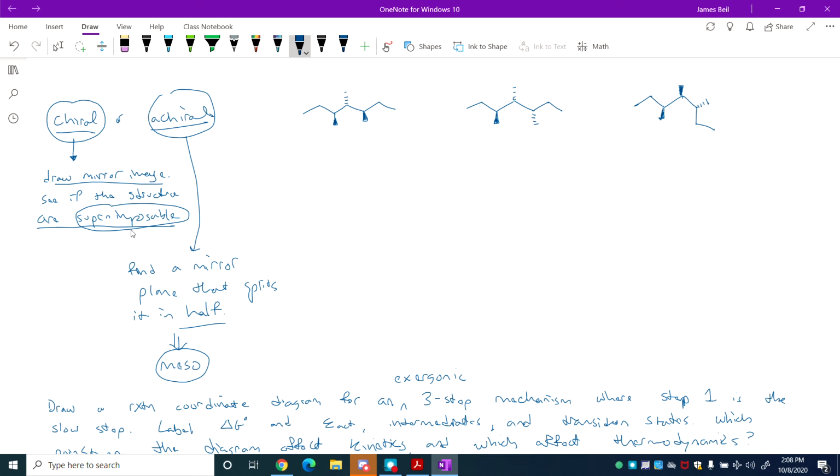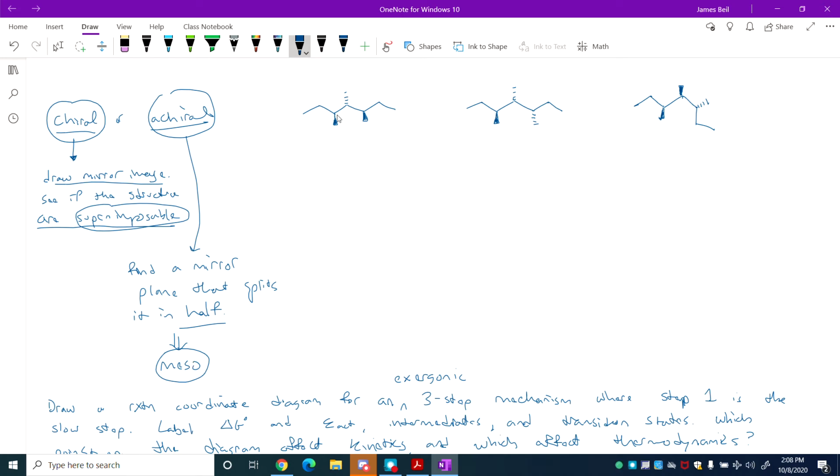They are superimposable on their mirror images because they're identical to their mirror images, and they also have a mirror plane that splits the molecule in half. So it's kind of a two-layered test you can do there to confirm a meso compound and to confirm that it's achiral by showing it is identical to its mirror image.